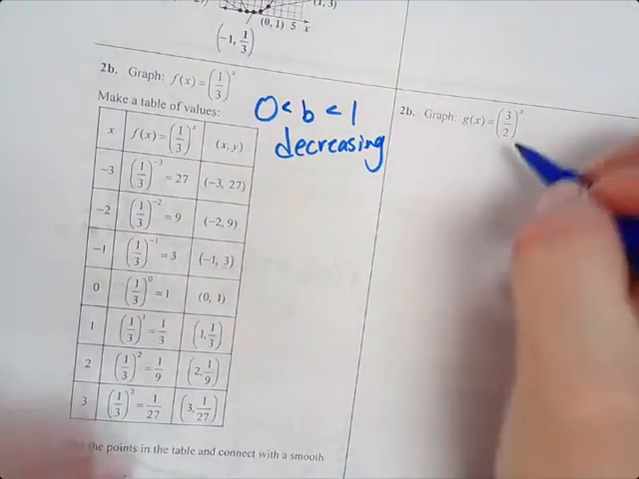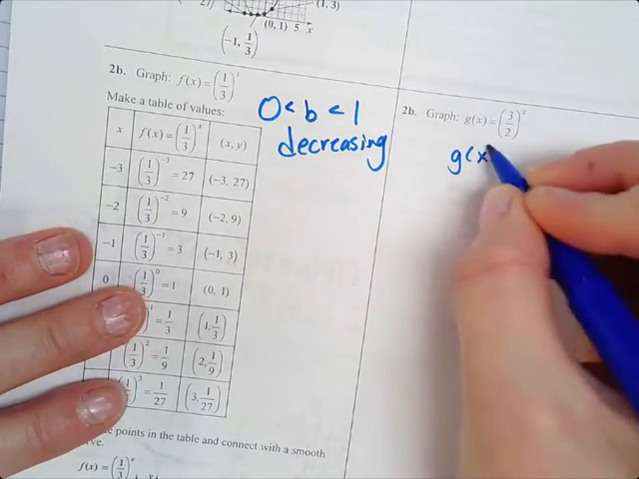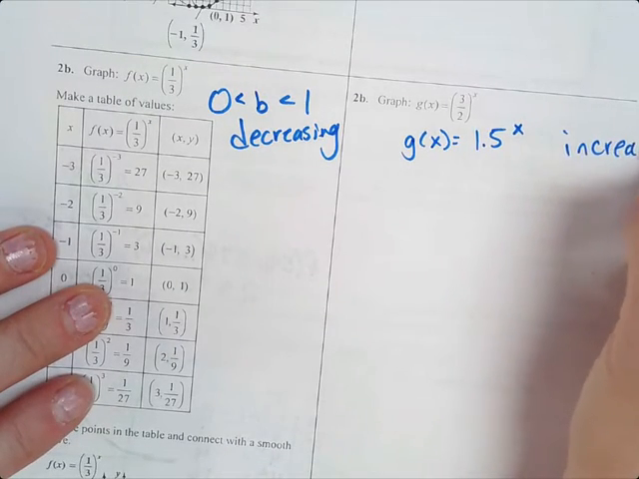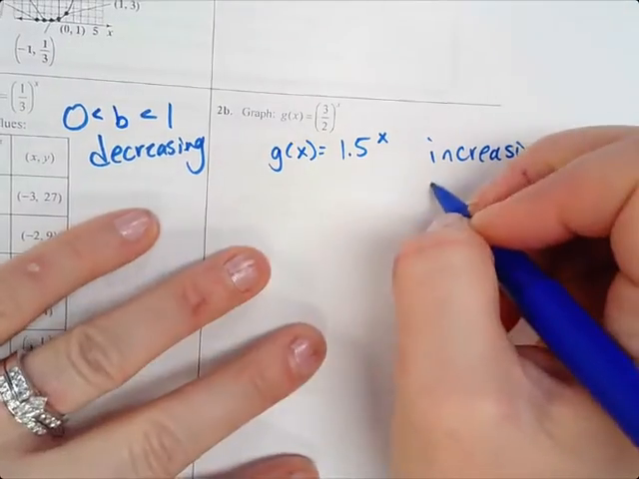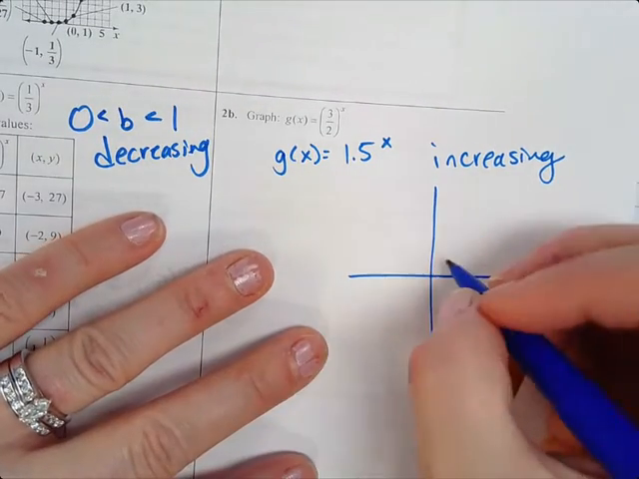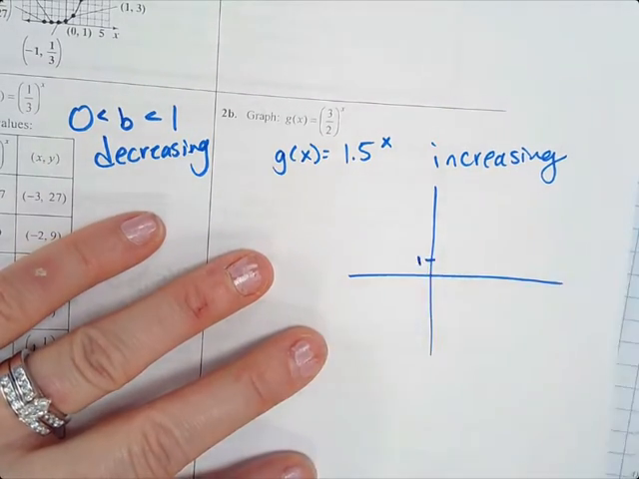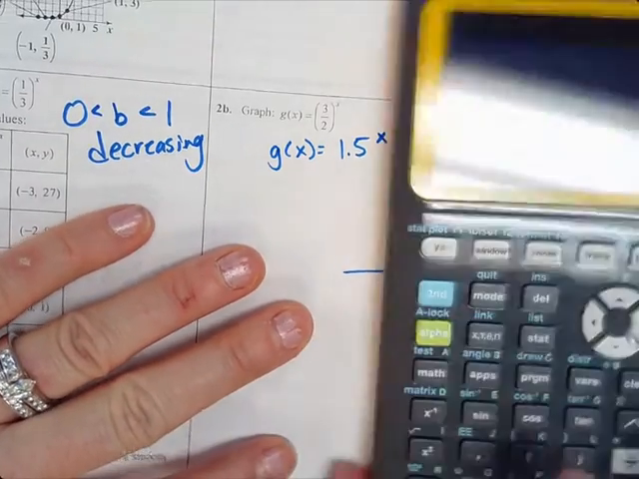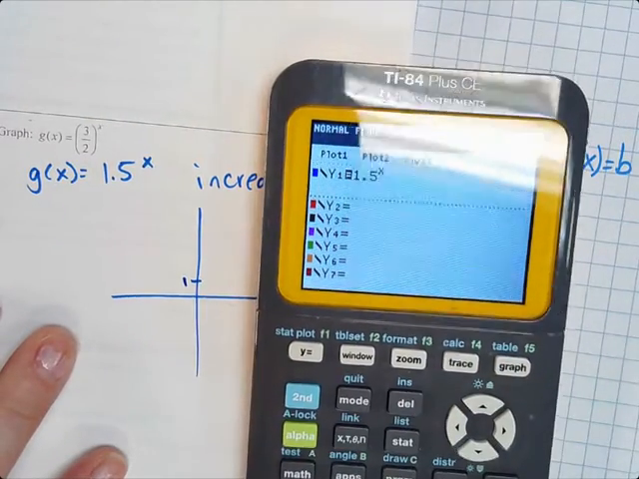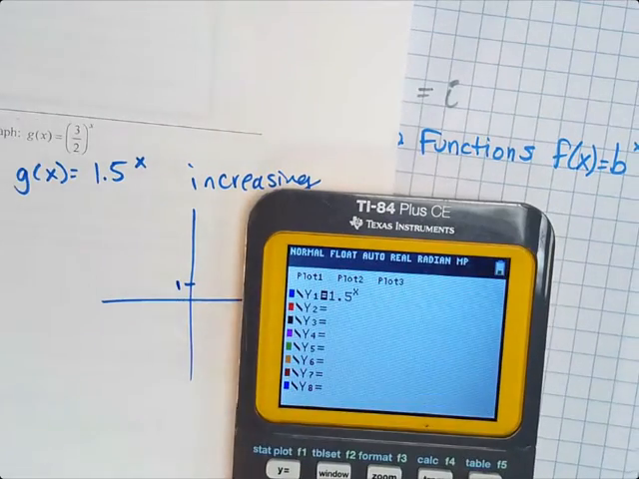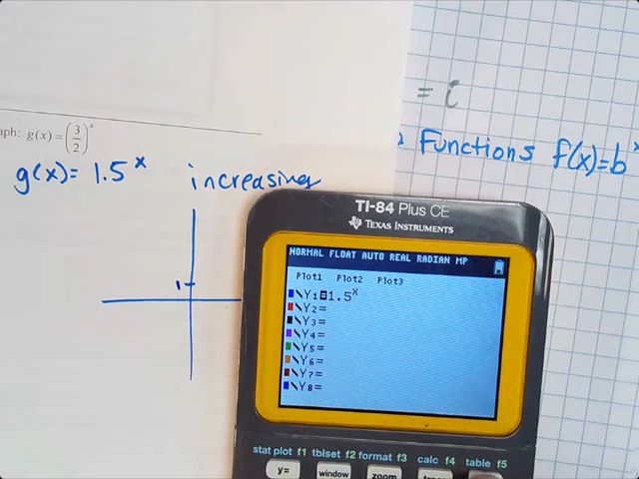So it is decreasing. But then on this other one, 3/2 is 1.5. So it's going to be increasing. It's going to start out at 1, and then it's going to go up. So let's look at what that looks like. So let's put in 1.5 raised to the x power, and graph it.